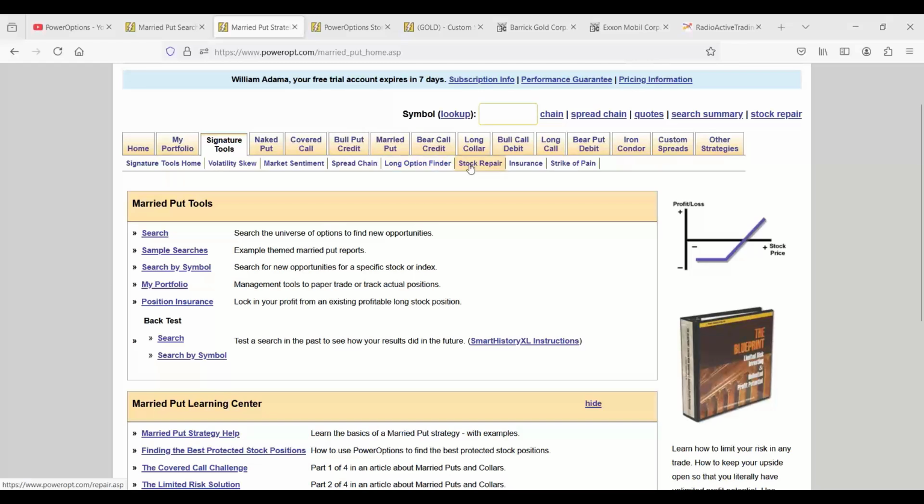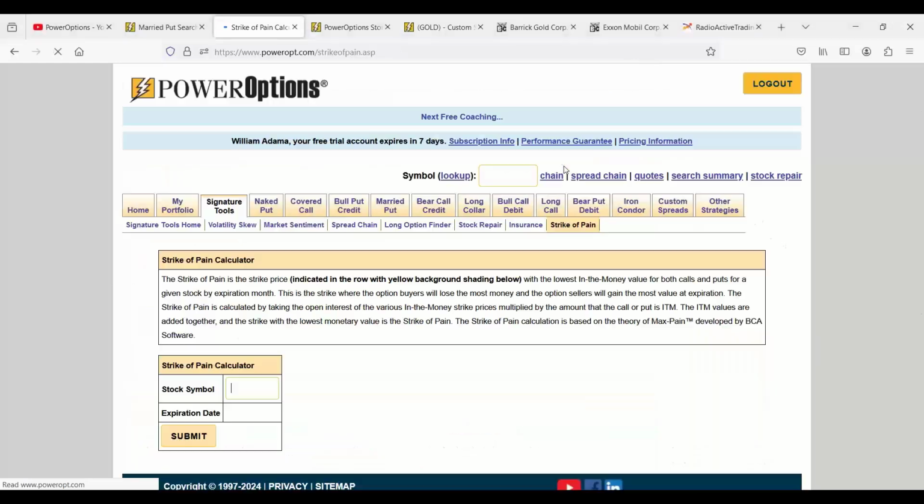The stock repair tool, if you didn't have a married put position, but you were in a stock and it fell, this will help you show you potential ratio call spreads that will help you get back to break even faster. And in the case of what Kirk mentioned, if I did buy the stock based on my technicals and it did work out that 60, 65, maybe 70% of the time, what is the best put to buy to lock in the most guaranteed profit of my unrealized gain? That's what the insurance tool does for you here in the signature tools. And now we have the strike of pain.